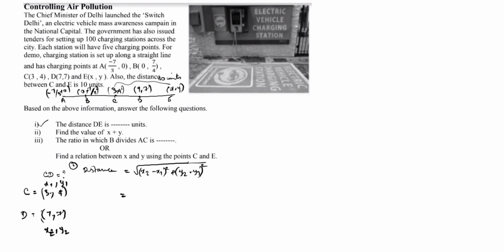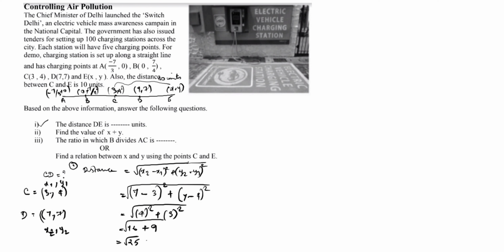So x2 is 7, x1 is 3, the whole square, plus y2 is 7, y1 is 4, the whole square, root. 7 minus 3 is 4, 4 square, plus 7 minus 4 is 3, 3 square, root. 4 4s are 16, 3 3s are 9, plus root. 16 plus 9 is 25, root is equal to 5 units. So we got this value. CD is 5 units.